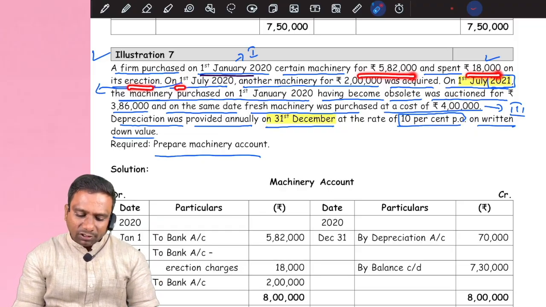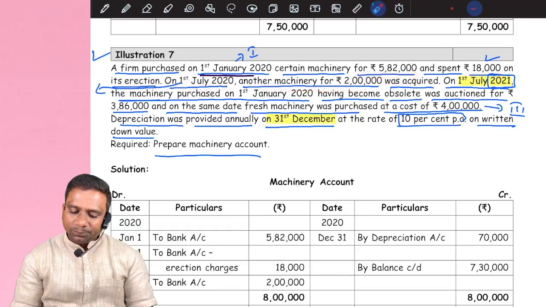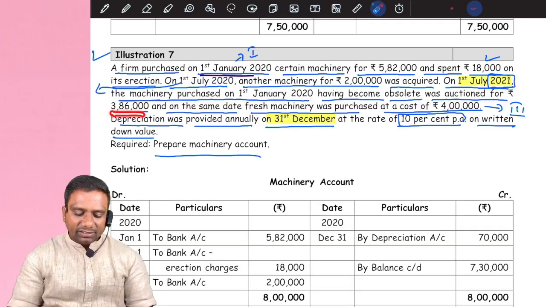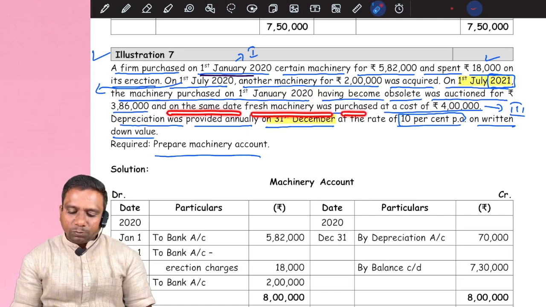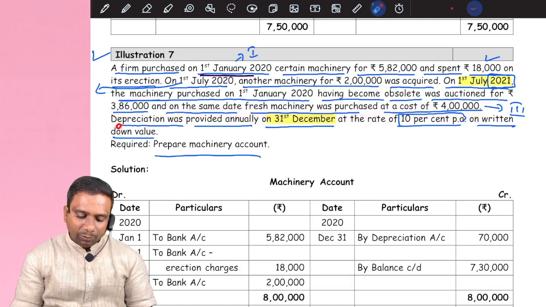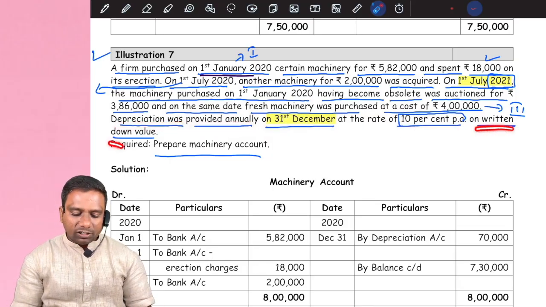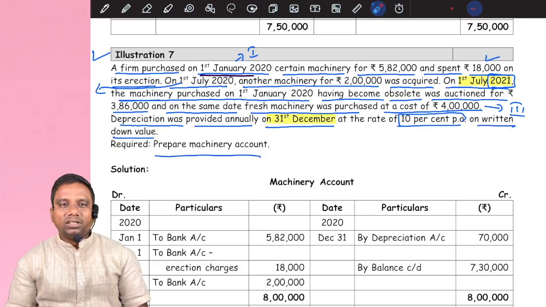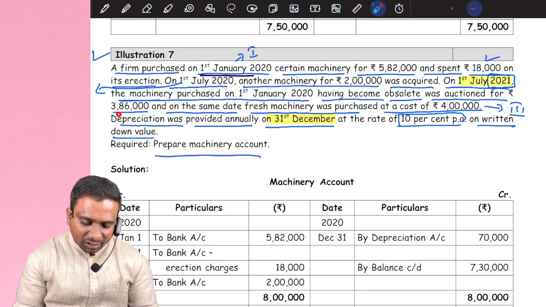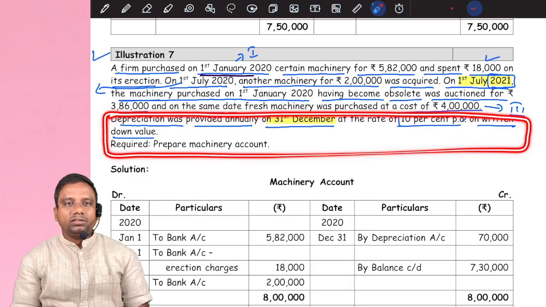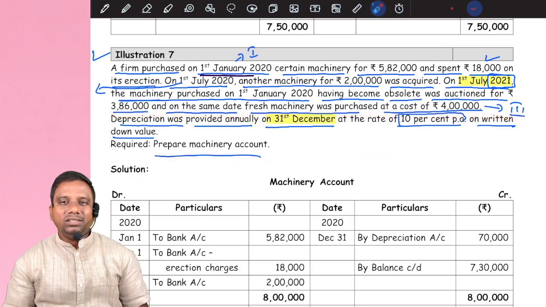6 lakh rupees. On 1st July 2020, another machinery for 2 lakhs was acquired. On 1st July 2021, the machinery purchased on 1st January 2020, having become obsolete, was auctioned for 3,86,000. On the same date, fresh machinery was purchased at a cost of 4 lakhs. Depreciation was provided annually on 31st December at the rate of 10% per annum on written down value. Prepare machinery account. Sir, I understood the last 3 lines, sir. But the above 4 lines, I am unable to understand, sir.